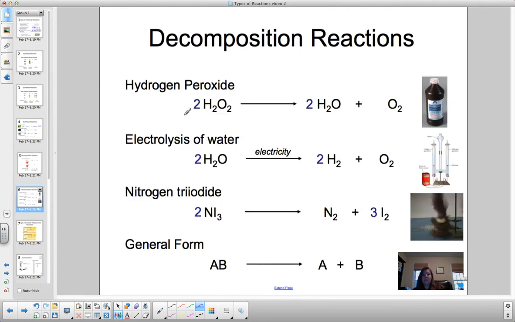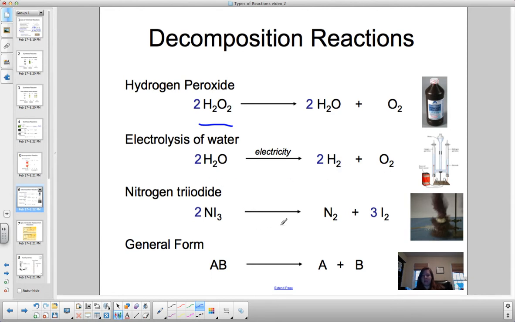And here's just a couple examples of some decomposition reactions. If you go on to AP, this is one of their labs. You'll take some hydrogen peroxide and decompose it into water and oxygen gas. It's a pretty fun lab. If you take the electrolysis of water and you apply an electrical circuit, then you could actually break down water into its individual components of hydrogen and oxygen.